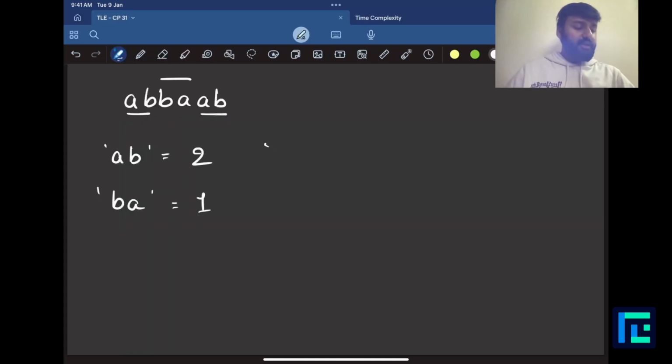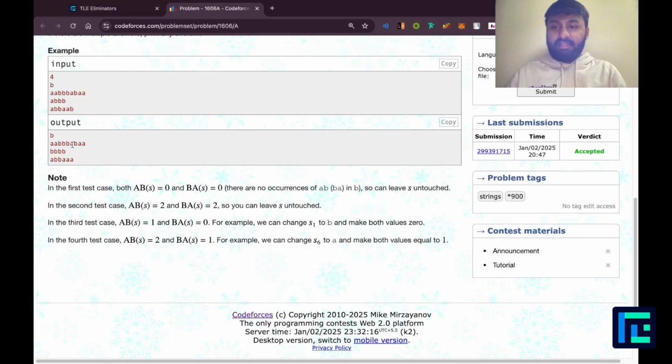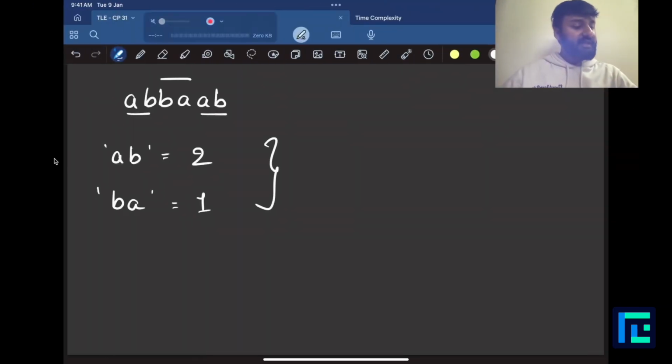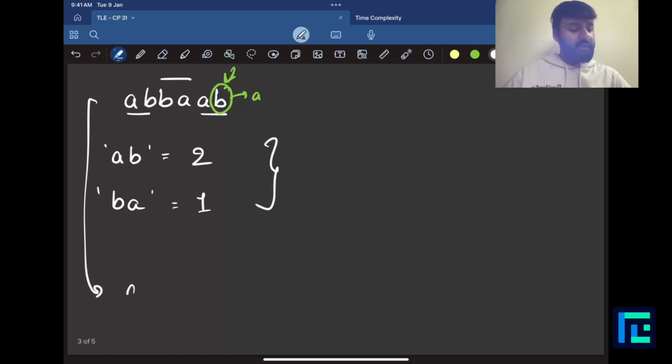So I know they don't match. So I have to do some changes so that they match, and I want to minimize that. So what's the best thing? The answer according to them is A, B, B, A, A. That means basically I can work on the last index and change this from B to A. If I do that, my string now transforms itself to A, B, B, A, A, A.